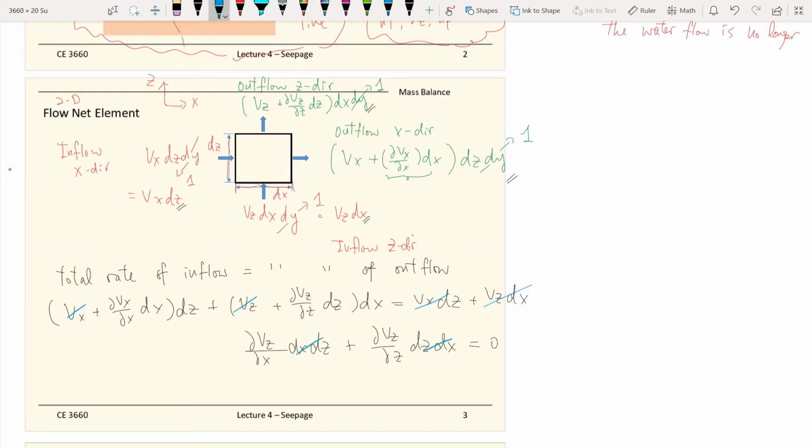And this part will be further cancelled out. So at the end of the day, we have this famous equation. Let me write this a little bit better: delta Vx over delta x plus delta Vz over delta z equals 0. And this is the famous Laplace 2D equation.